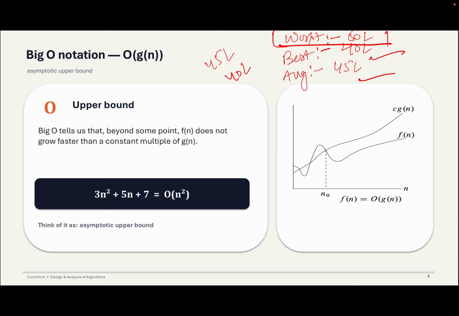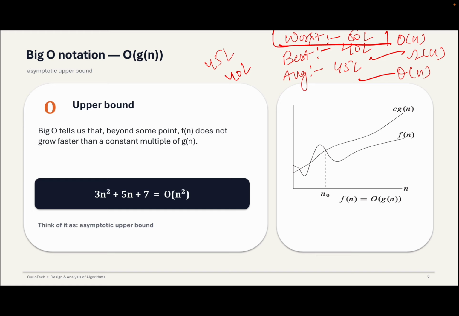When I am talking about the worst case, that is big O of n. When we are talking about the best case, that means omega of n, and when we are talking about the average case, that is theta of n. So these are the three cases that you need to keep in mind. The first one is big O notation.